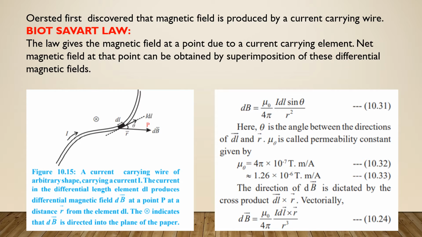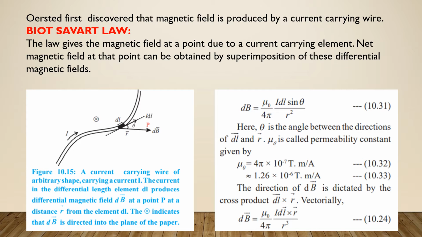As shown in the figure, consider a current carrying wire of arbitrary shape carrying a current I. The wire can be assumed to be divided into a number of small elements of length dl. Let us consider one such element, and find the magnetic field at a point P, which is situated at a distance r from this element, so that r bar is the position vector of the point P with the center of the current element as the origin.